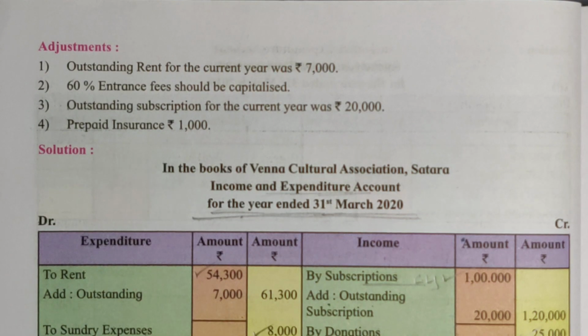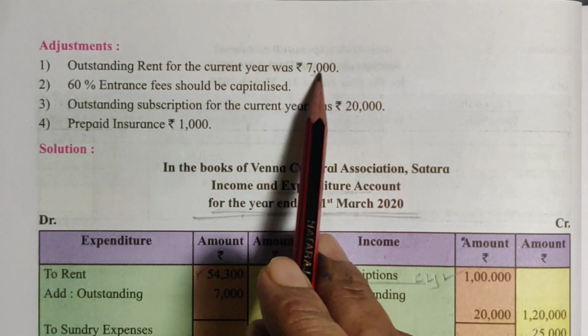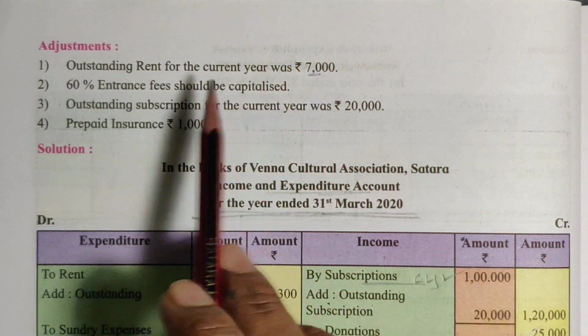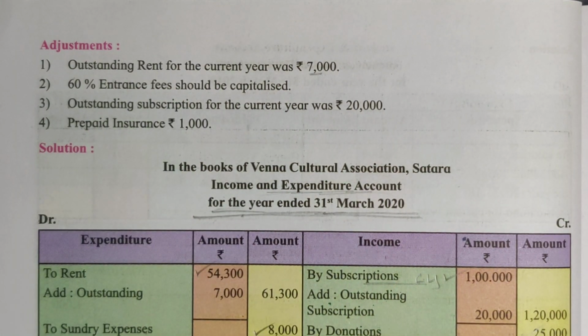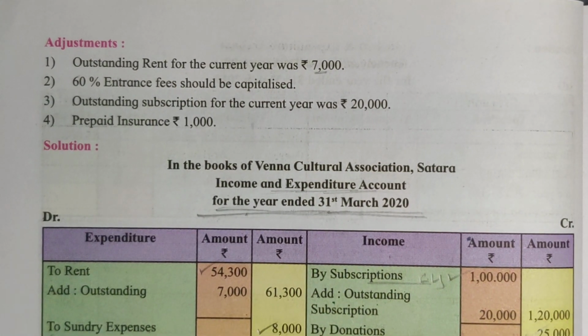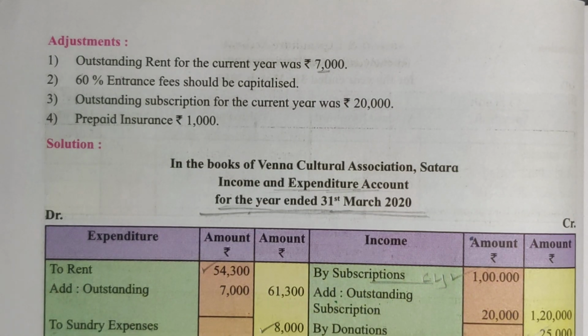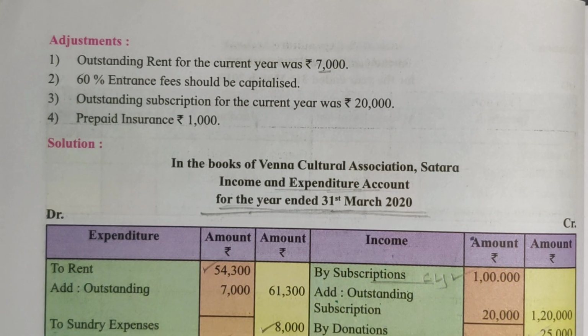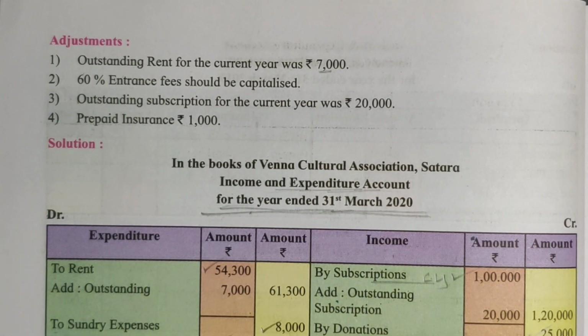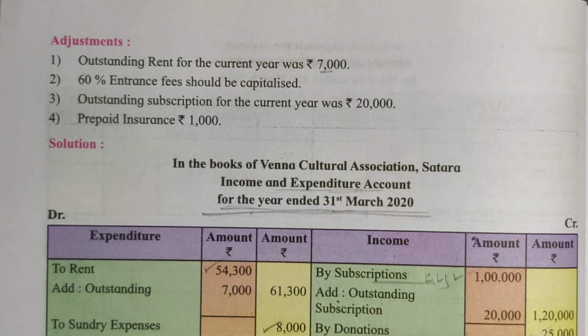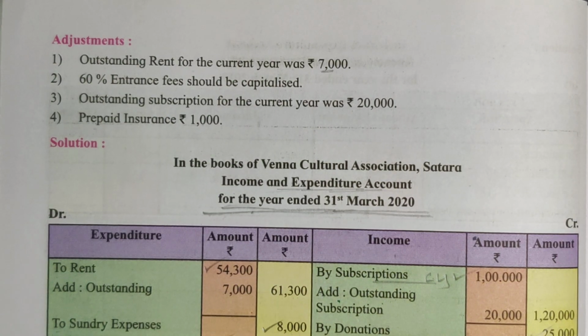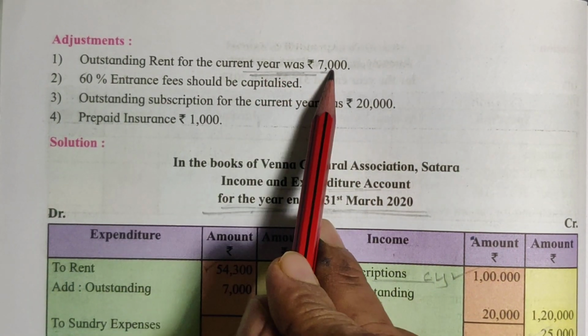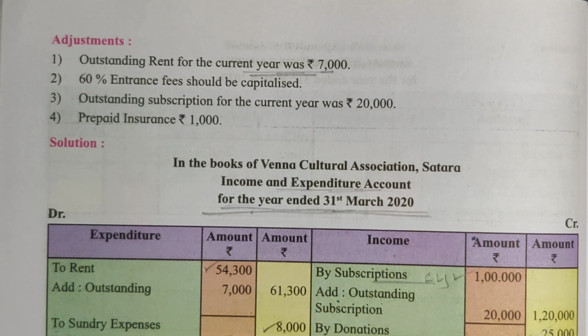According to the adjustment, rent of rupees 7,000 was outstanding for the current year. It means we have not paid rent up to rupees 7,000 in this year. So it is outstanding rent. We will add to the rent paid, and second effect we will record to the balance sheet liability side. We will ignore the balance sheet part in this question, that we will see in the next questions. For the time being, we will add outstanding rent in the current year's rent paid, rupees 7,000.